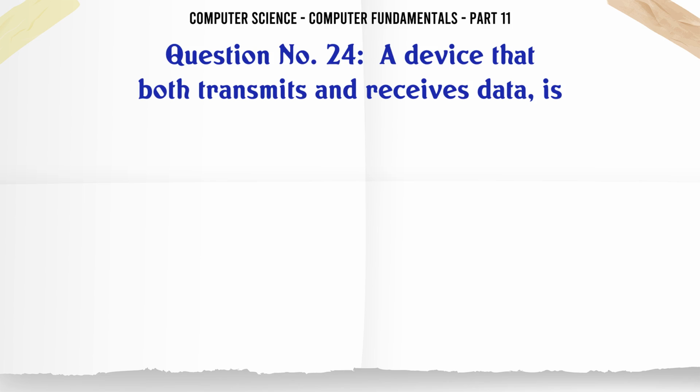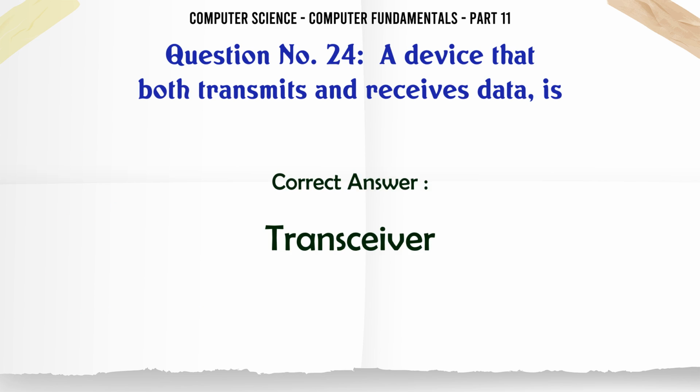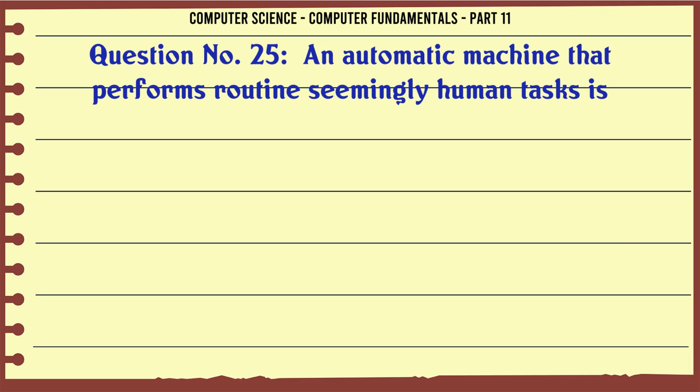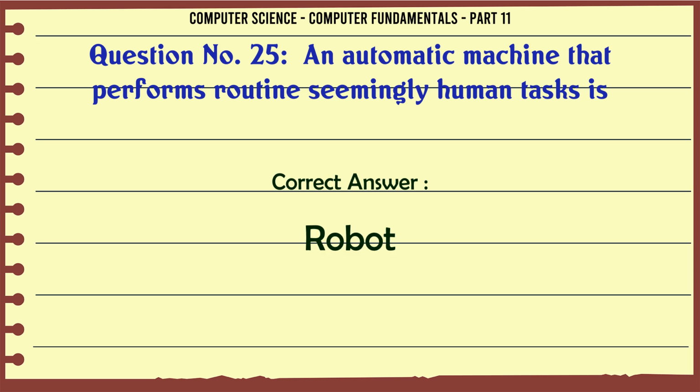A device that both transmits and receives data is A. Transducer. B. Trapdoor. C. Translator. D. Transceiver. The correct answer is transceiver. An automatic machine that performs routine seemingly human tasks is A. KIPS. B. ICPL. D. Robot. The correct answer is robot.